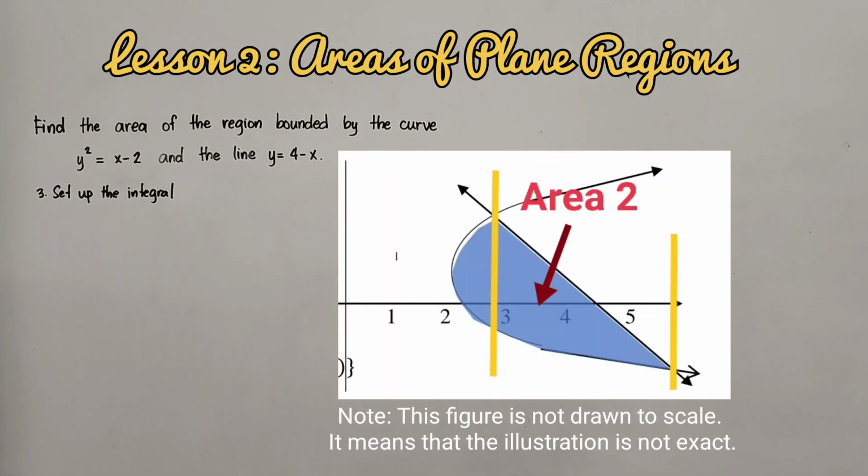For the second region, take note on the graph that we will be using the curve and the line. And also, it is clear that the upper function is y equals 4 minus x, and the lower function is y equals the square root of x minus 2. And for our bounds, since the x-coordinate of the first intersection is 3, and the x-coordinate of the second intersection is 6, we will be using 3 and 6 as our lower and upper bounds respectively.